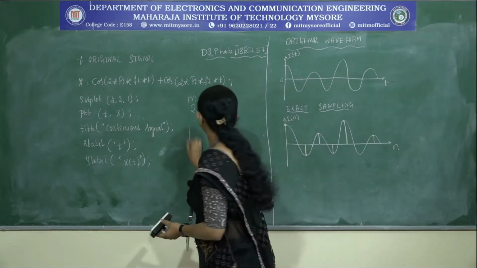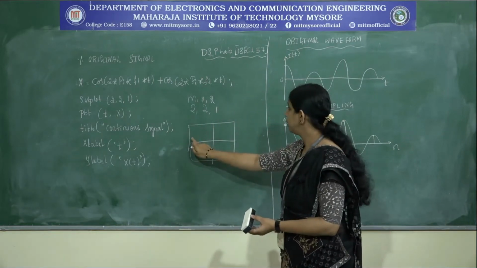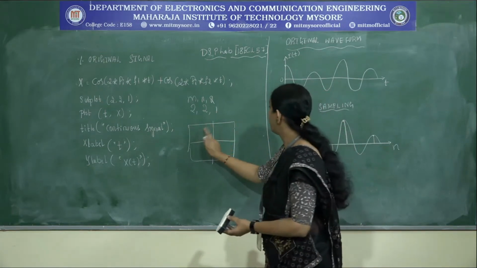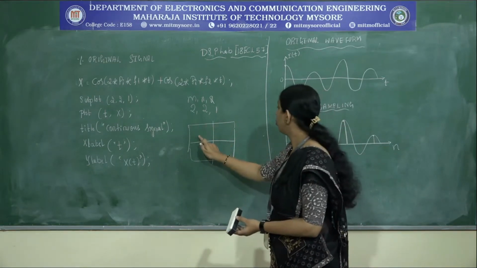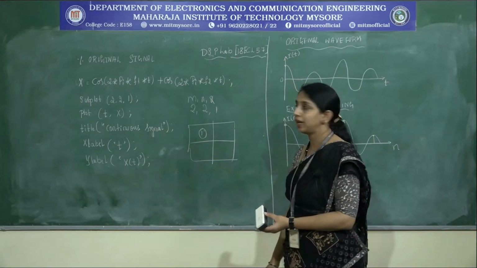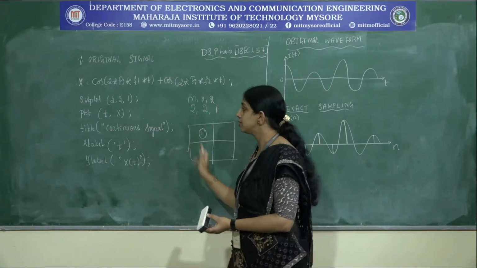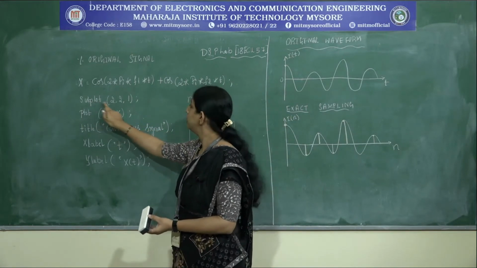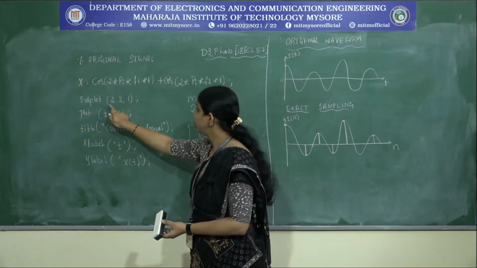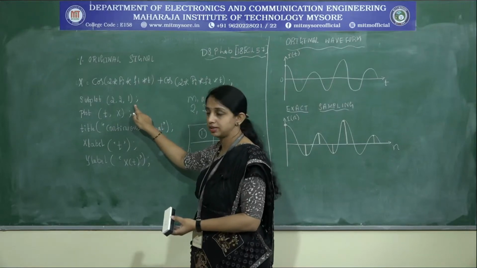It will be like this. The figure window now has two rows, 1, 2, two columns, 1, 2. So how many quadrants? 1, 2, 3, 4. In that, in the first quadrant, I am displaying the original signal. Hence, I have written the instruction as subplot of 2, 2, 1: 2 rows, 2 columns, and in the first quadrant I am displaying the original signal.